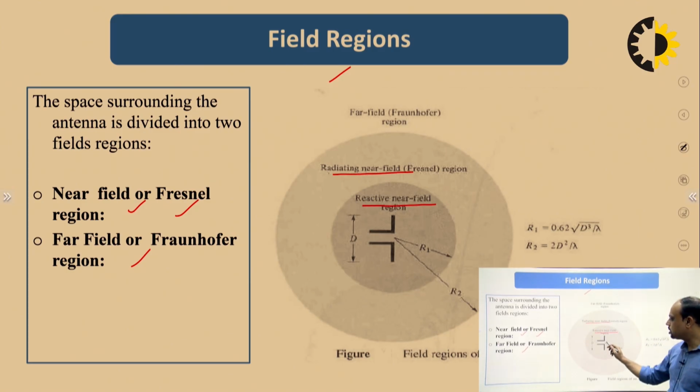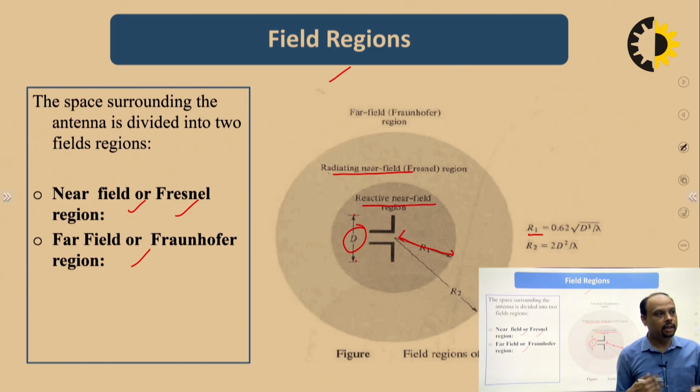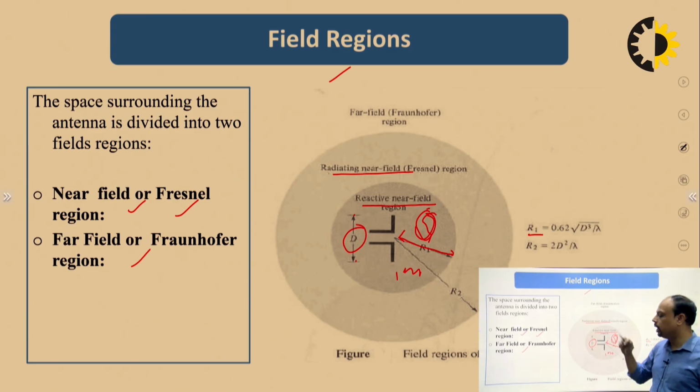In the reactive near field region, as we can see, this is the antenna, this is the diameter or length of the antenna, and this is R1, the radius of the reactive near field. It is represented by R1 = 0.62 √(d³/λ), where λ is the operating wavelength and d is the length of the antenna. This is the radius of the reactive field, in which the magnetic field and the radiative field both exist simultaneously, and there is a large fluctuation in the signal level if we put the receiving antenna in the reactive near field region.